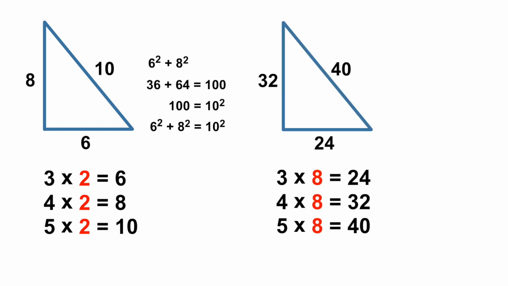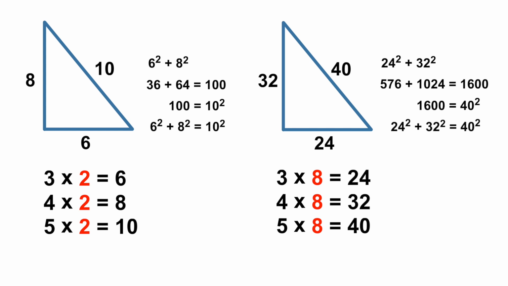If I multiplied 3, 4 and 5 by 8, we get 24, 32 and 40. 24 squared add 32 squared is equal to 576 add 1024, and this is equal to 1600. And of course 1600 is equal to 40 squared. So 24, 32 and 40 also satisfies Pythagoras' theorem.